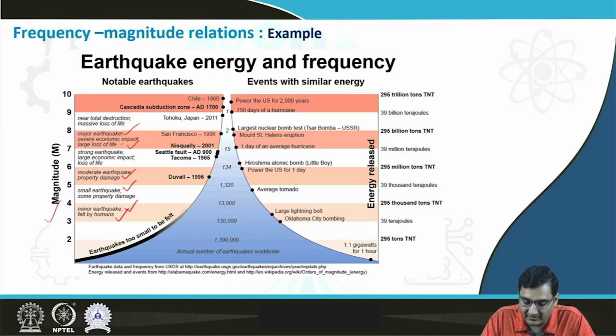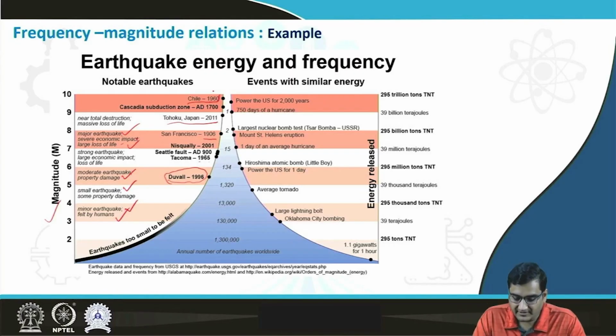Some examples are also given. You can see the moderate size earthquake was the Duval earthquake that happened in 1996. A strong earthquake like the Seattle fault of AD 900 or the Tacoma 1965 earthquake. And major earthquakes, San Francisco 1906 or Nisqually 2001, and 8 to 9, Tohoku Japan, and 9 to 10 was the Cascadia subduction zone 1700 or the Chile 1960 earthquake.